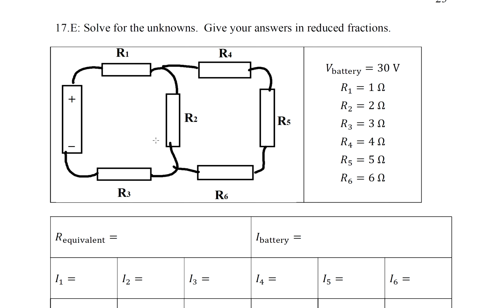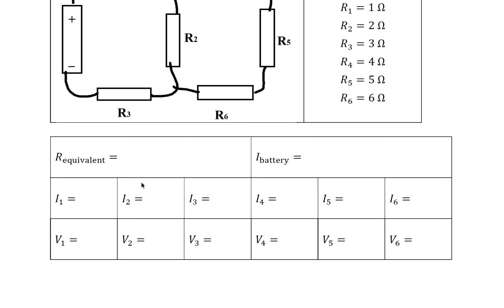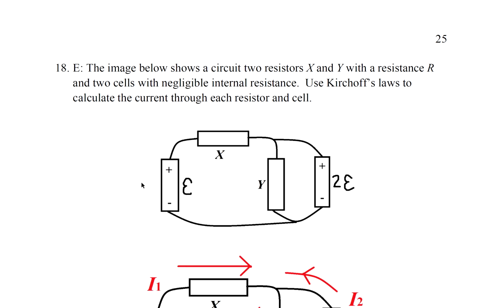Here's another problem. Solve for the unknowns, give your answers in reduced fractions. So you could simplify R4, R5, R6 in series. You just add up the resistance. Then R2 is in parallel with R4, 5, 6, so you could add them up in parallel. And then R1, R2, 4, 5, 6 and R3 are in series with each other, so you could add them in series to find our equivalent. I did not do that problem for you.